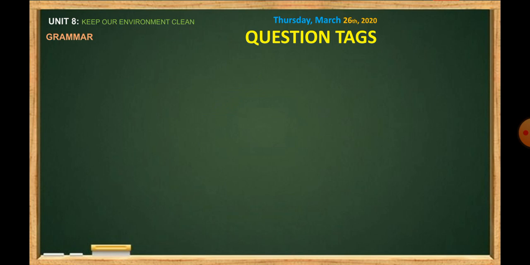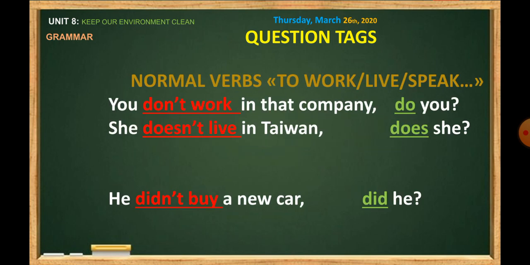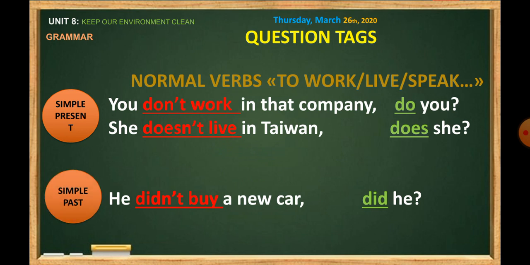Let's move to normal verbs. For example, here again there are two examples. They are in simple present, and this example here is in simple past. So when you have a normal verb, but this time the statement is negative. This is the verb to work and here to live. But because it's in the negative form, we use this modal verb, this auxiliary verb to do.